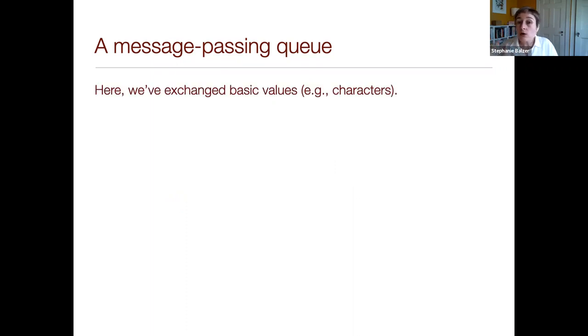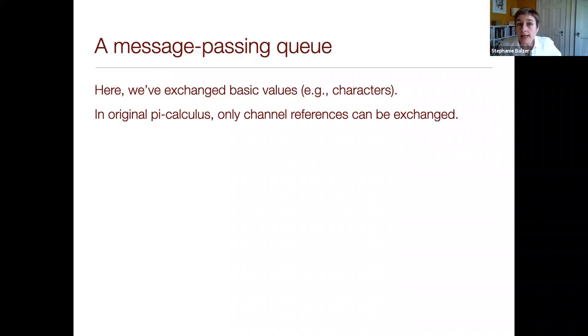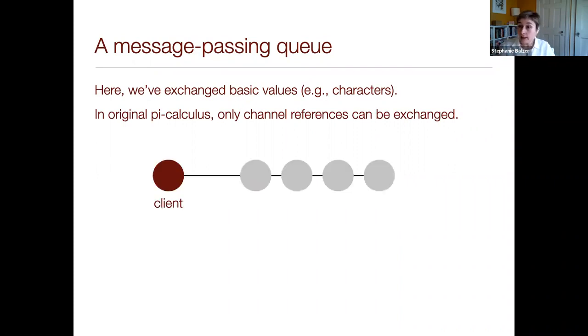So what we've done so far is have a queue consisting of processes that captured and exchanged basic values. In the example, it was characters. But in the original pi-calculus, we were only allowed to exchange channels. In this setting, we could represent our queue with those pink processes that I introduced, which just represent a character. We could have an encoding where each process encodes a character, and the process element in the queue has a reference to that channel. Of course, we can use basic values, but it's really nice to not only send around basic values, but channel references.